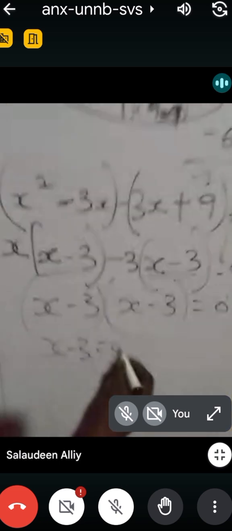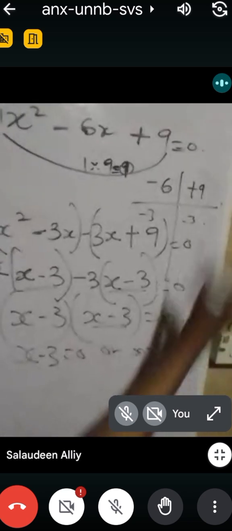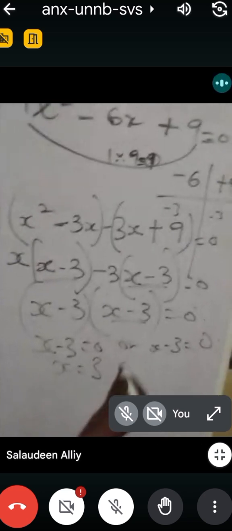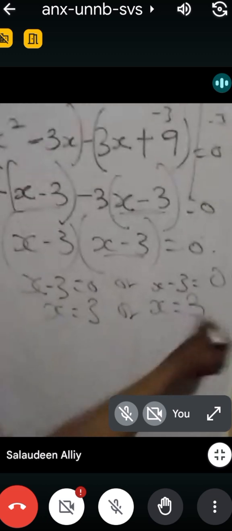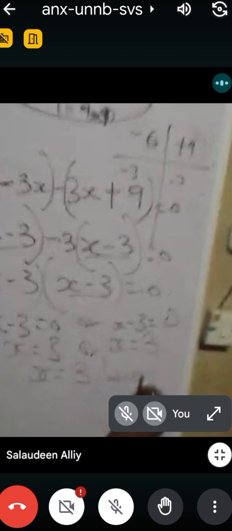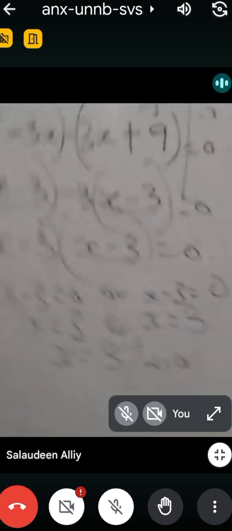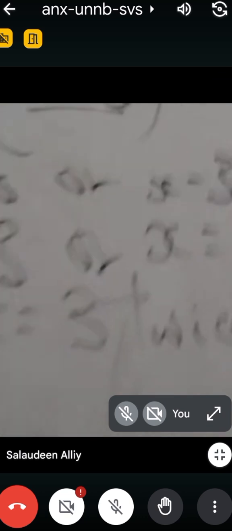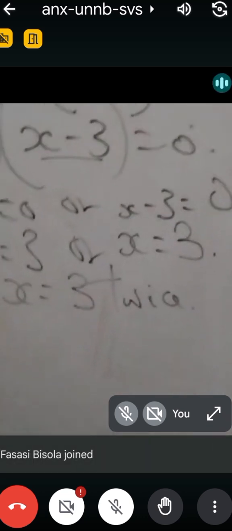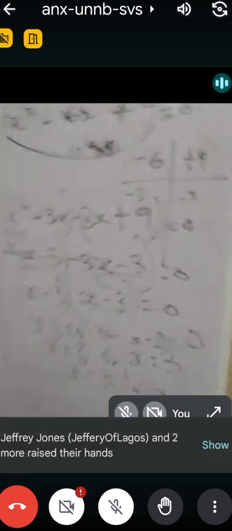So x minus 3 equals 0 or x minus 3 equals 0. x equals 3 or x equals 3. Therefore, x equals 3 twice. Let's see, is there any question on that?